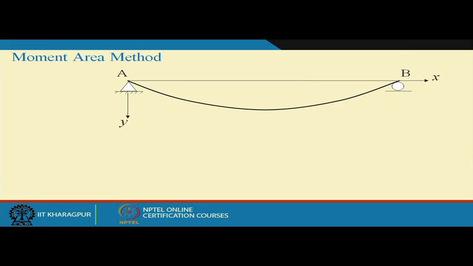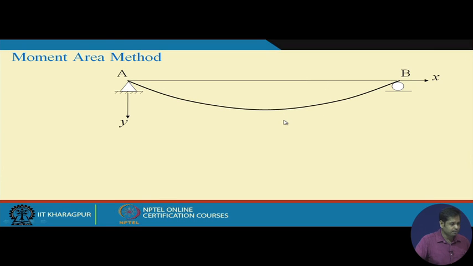Now, again let us demonstrate this through a simply supported beam, but the similar concept can be extended to any other boundary conditions, any other loading conditions as well. Take a simply supported beam AB, and as per our sign convention, this is x positive. Since we are assuming sagging is positive, sagging means deflection is downward positive. So, this is our positive direction y downward, and suppose this is the deflected shape of the beam AB.